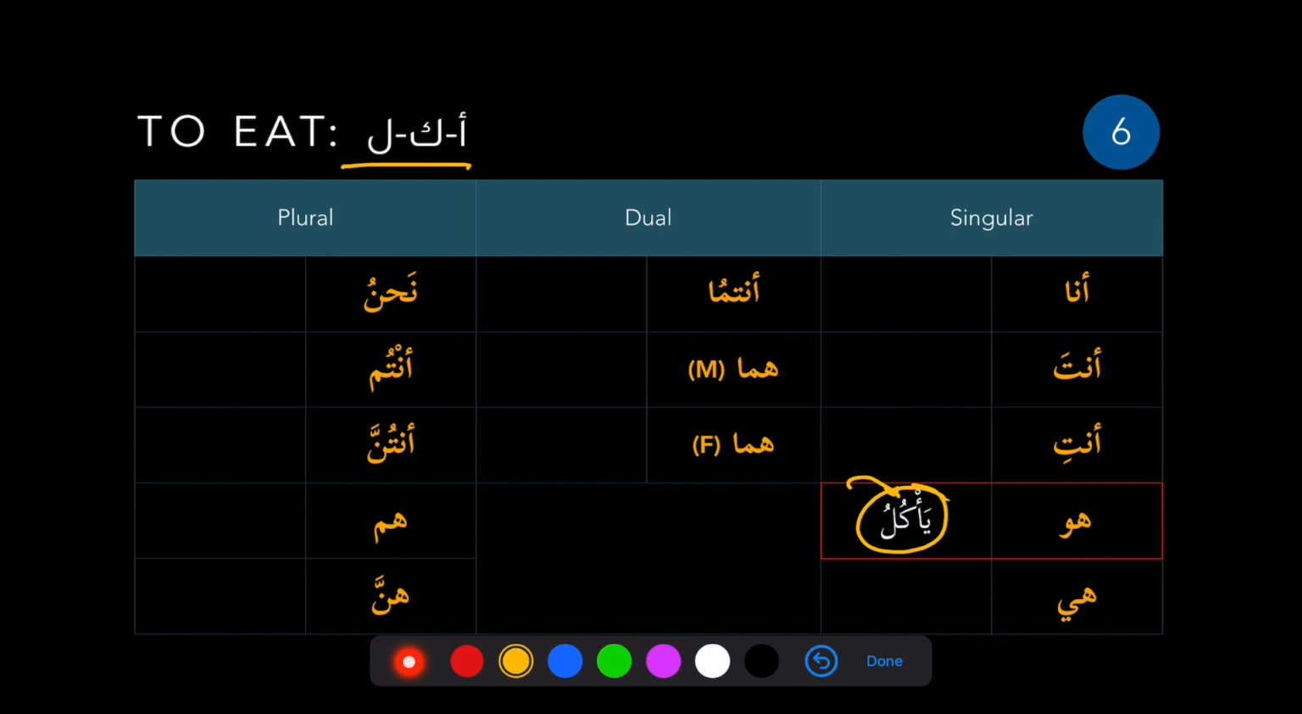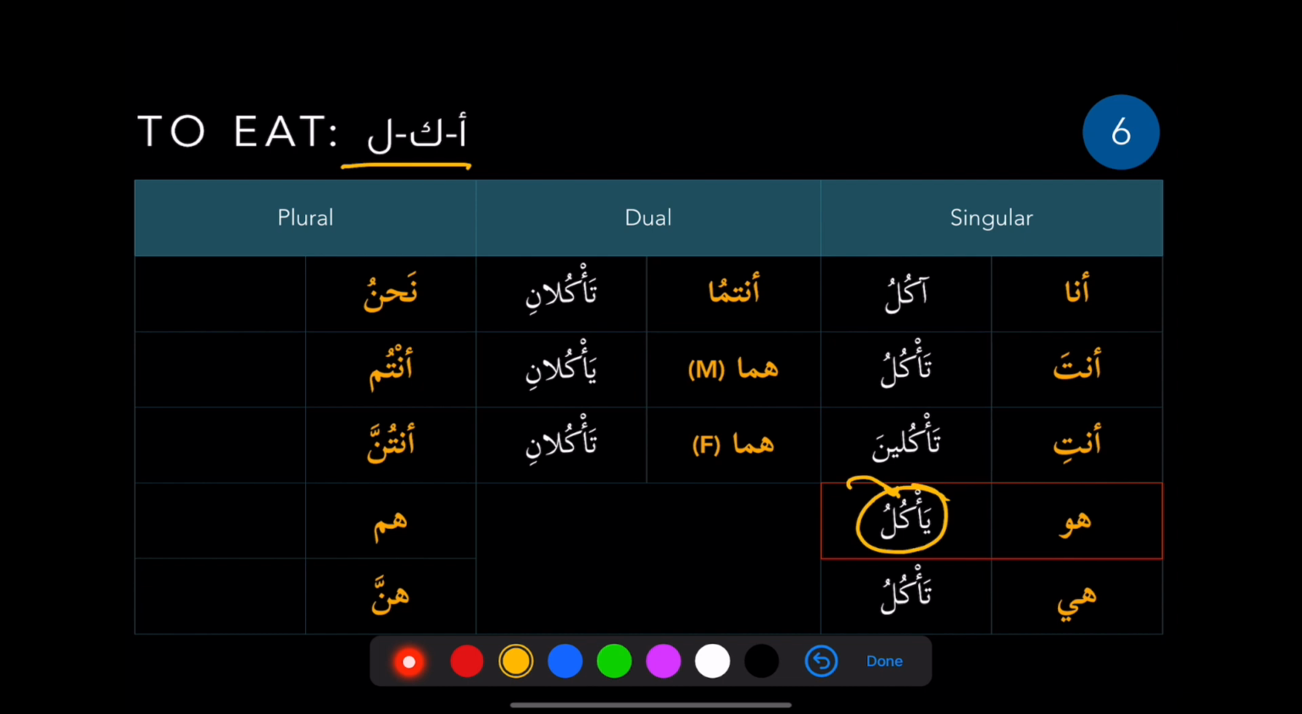We start with ana akulu, anta ta'kulu, anti ta'kulina, huwa ya'kulu, hiya ta'kulu, antuma ta'kulan, huma masculine ya'kulan, huma feminine ta'kulan, nahnu na'kulu, antum ta'kulun, antunna ta'kulna, hum ya'kulun, hunna ya'kulna.